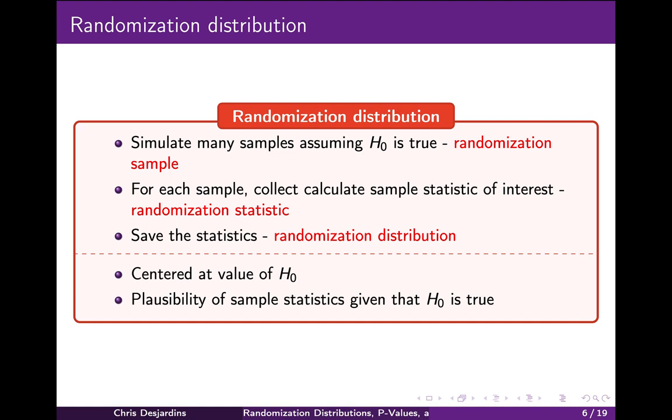randomization distribution. A sampling distribution is centered at the population parameter. In the case of a randomization distribution, the population parameter is the null hypothesis value. Now we have a way to estimate how much a statistic varies from sample to sample if the null hypothesis is true.